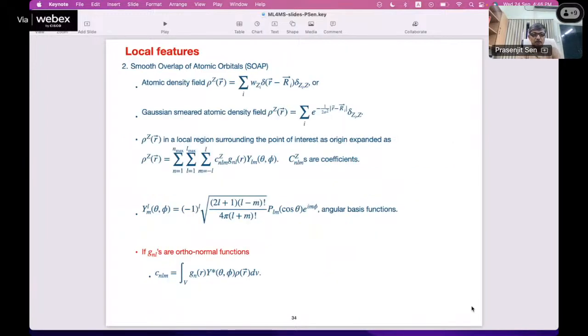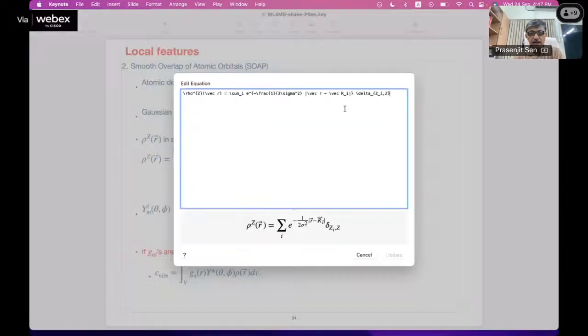The next thing we started discussing was smooth overlap of atomic orbitals. We could not finish the whole of it, so let me remind you what we were doing. You have atoms in the unit cell constituting the elements. The first thing you do is construct what I call the atomic density field for each type of element you have in your training set. So in this case, this is how, and these are the contributions. I have to do a correction here.